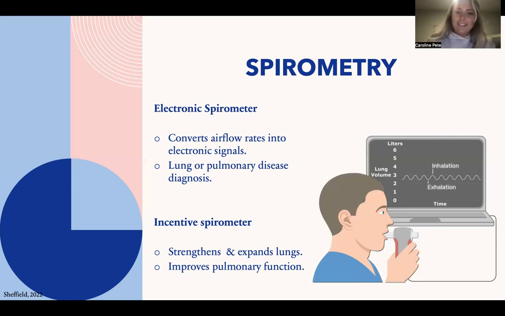So I actually have an incentive spirometer that I use at home, and I thought I would show you guys a little demonstration. So this is what an incentive spirometer looks like. It's obviously a little less complex than an electronic spirometer. So these are usually used for patients that are diagnosed with a lung or a pulmonary condition. And so what this will do is basically it serves as a way for you to exercise your lungs. So it will strengthen and expand your lungs the more that you use it.